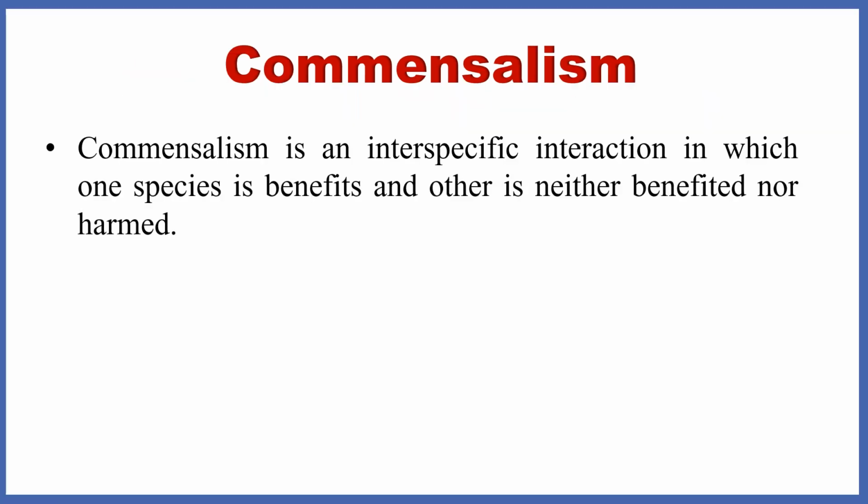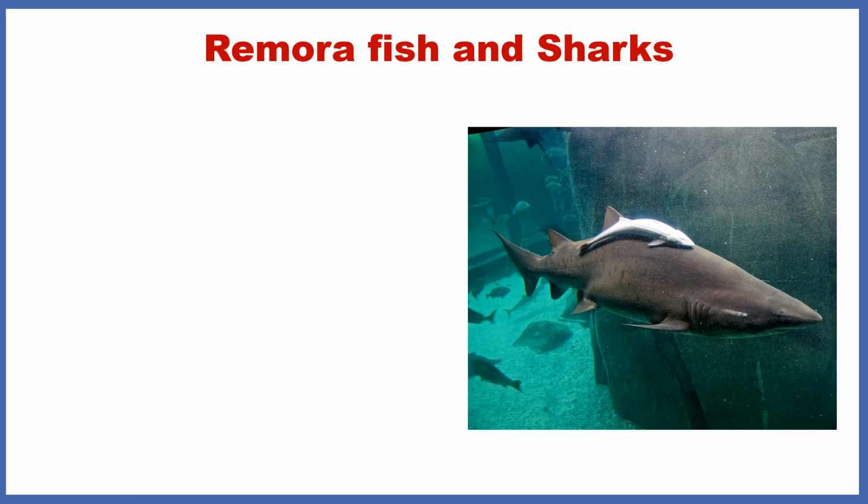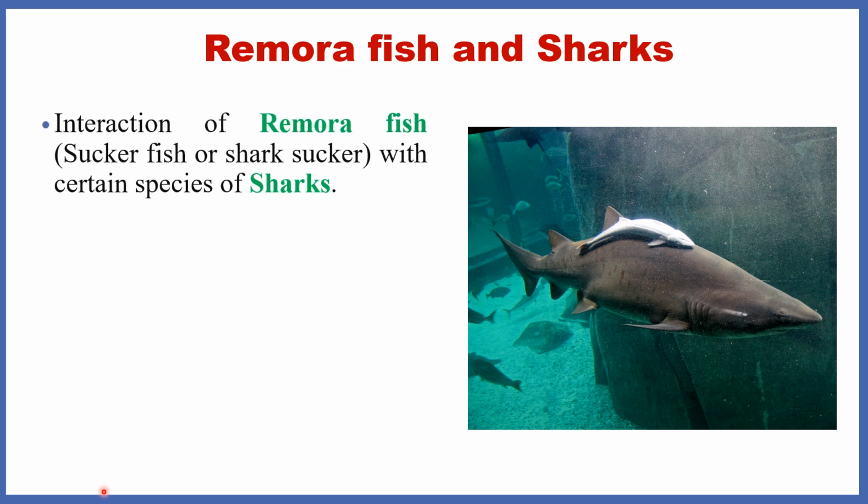So, commensalism is an interaction in which one species benefits and the other is neither benefited nor harmed. So, it is a positive-neutral type of interaction. Now let's see the examples of commensalism one by one.